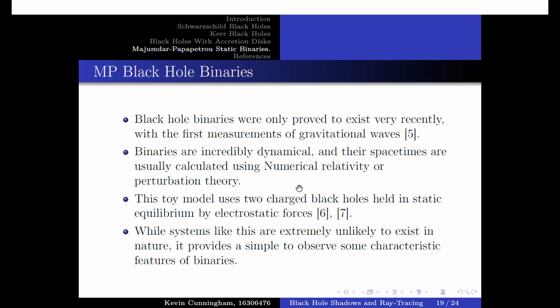Now, moving on from individual black holes, black hole binaries have long been theorized, but they were only recently proven to exist with the first measurements of gravitational waves. These black hole binaries are incredibly complex and dynamical, and they're normally modeled using numerical relativity or perturbation theory. Both of these theories are beyond the scope of this project, so I've used a toy model known as the Majumdar-Papapetrou static black hole binary. In this model, black holes have enough charge to balance their gravitational attraction. These aren't very physically realistic systems, but they do allow us to observe some of the characteristic features of binaries, at least at a qualitative level.